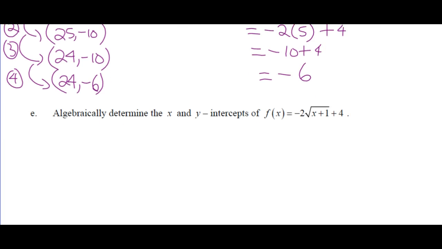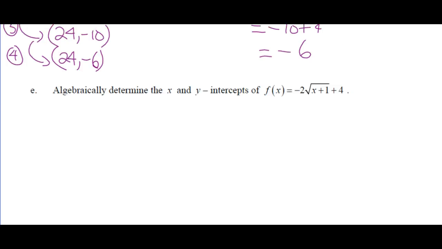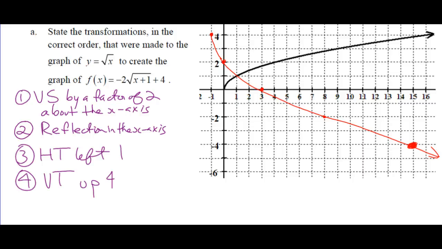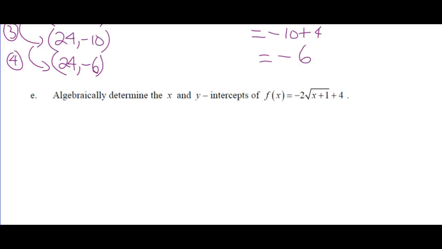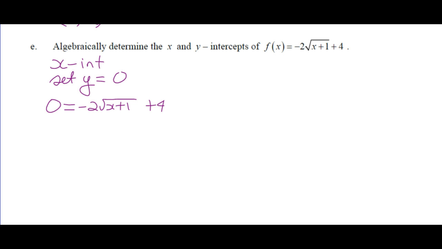Algebraically determine the x and y intercepts. Okay, so remember, we know them, or we can see them on the graph. Okay, here they are, (0, 2) and (3, 0). So which one do you want to do first? Let's do the x-intercept. So x-intercept, how do we do an x-intercept? You set y equal to 0. So it gives us 0 is equal to negative 2 root (x plus 1) plus 4.